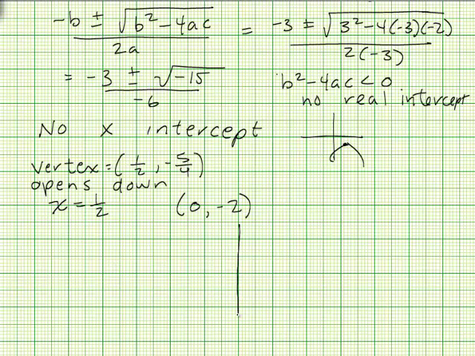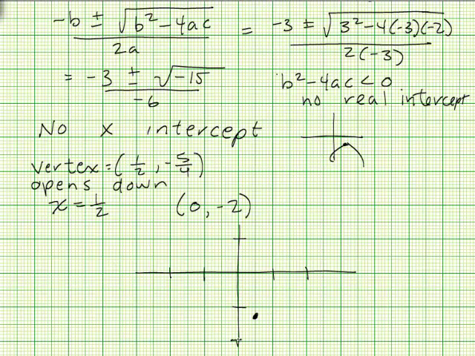So we have our y-axis and our x-axis. There's 1, -1, and so on. All right, 5/4 is just a little bit over 1. It's 1 1/4. We know we're at x equals 1/2, and then this would be 1/4. So here is our vertex, and it opens down.